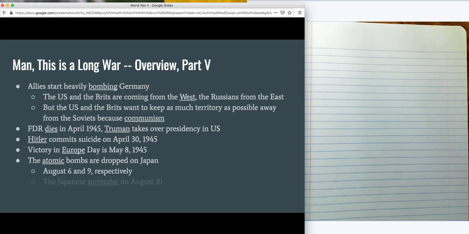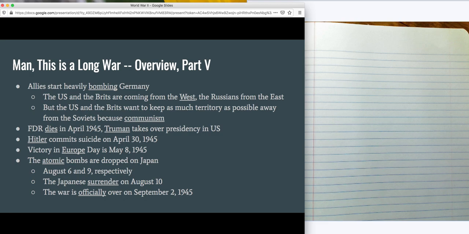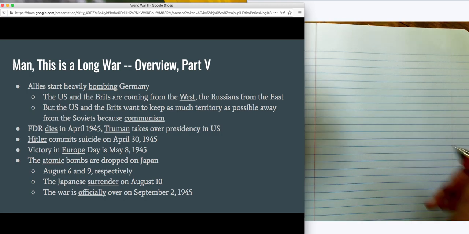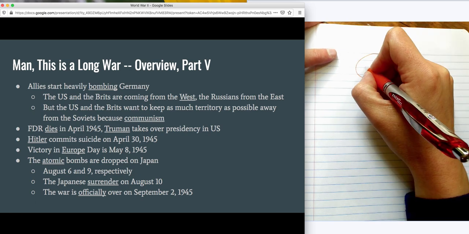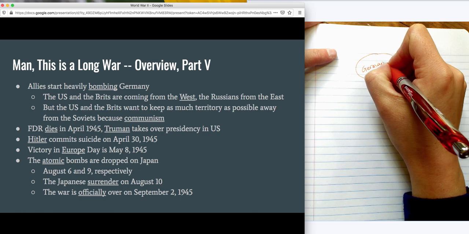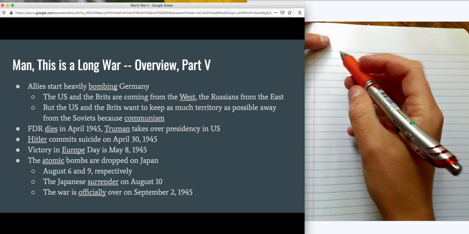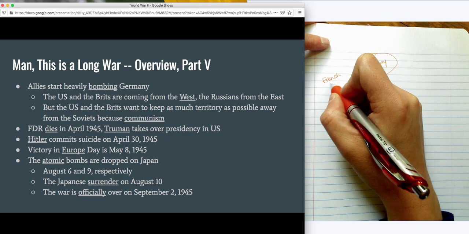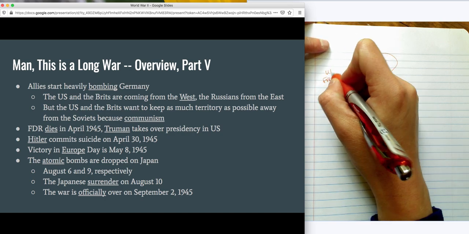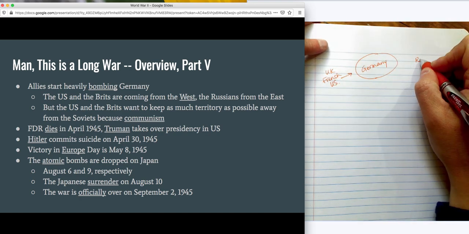Okay, so the Allies start really heavily bombing Germany. The US and the Brits are coming from the west, and the Russians are coming from the east. And this is where we get East and West Germany. So we have, let's just make it a little circle, Germany. And the Nazis have essentially been pushed back into Germany proper. And so from France, we have the Frenchies, the US and the UK all come in this direction, and then from over in the east, pushing west, we have the Russians under Stalin.